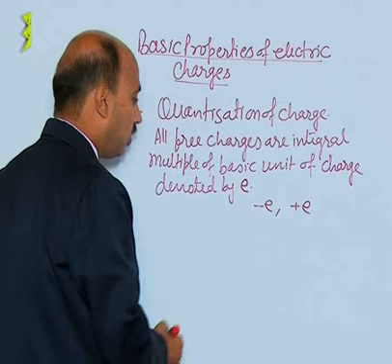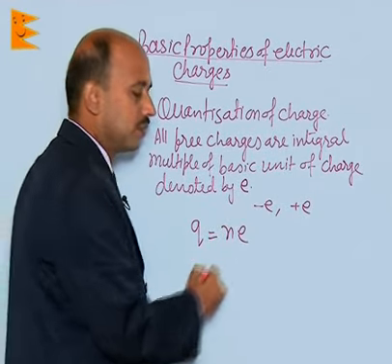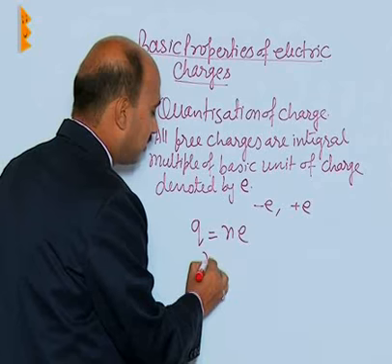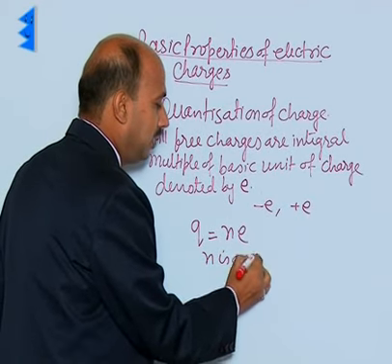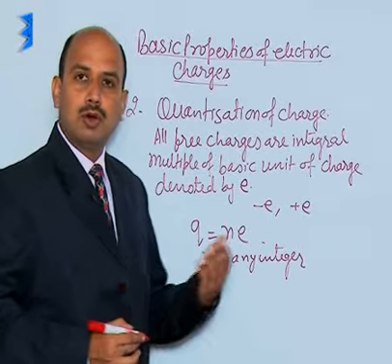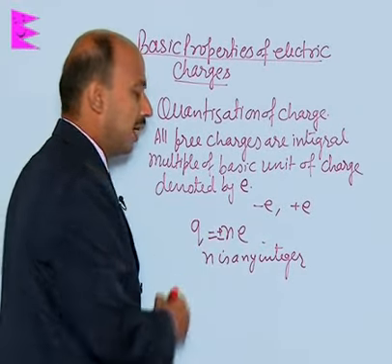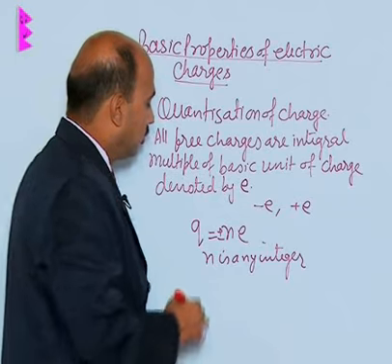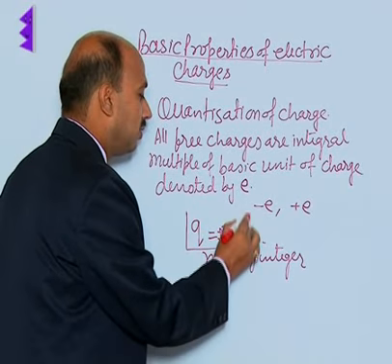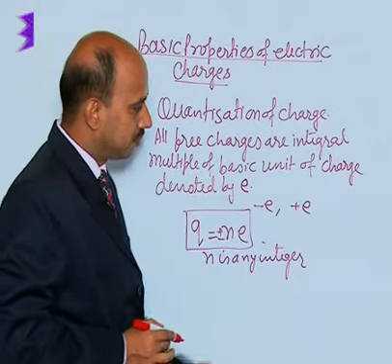So the charge on any body is given here, Q is equal to nE, where n is any integer. So n can be positive or negative. So we can also write here plus or minus nE. So the net charge on the body is an integral multiple of the basic unit of charge E.